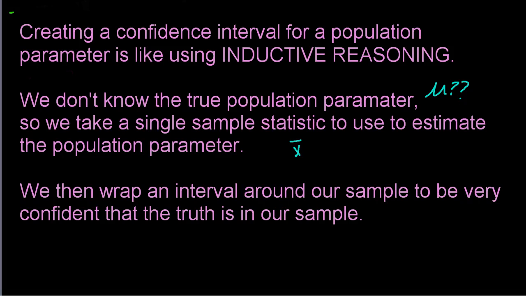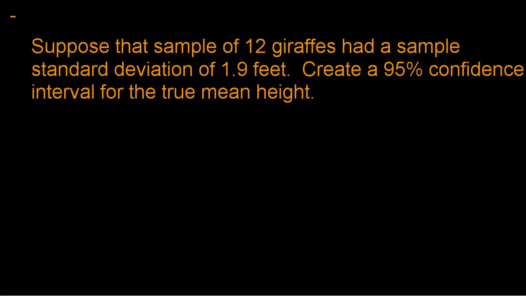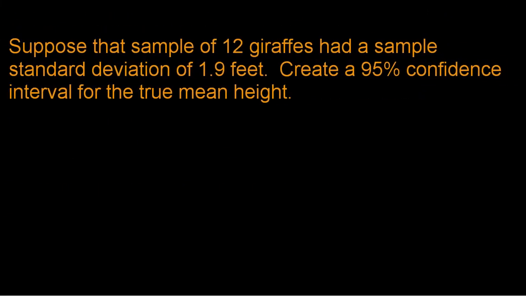But one value is not good enough to estimate the truth, so we're going to wrap an interval around our sample statistic in hopes of capturing the truth. So suppose that we went ahead and got that sample of 12 giraffes, and that sample came back with a standard deviation of 1.9 feet. Remember what we saw already: our sample mean was 19.5 feet, and now the standard deviation of my sample is 1.9 feet.